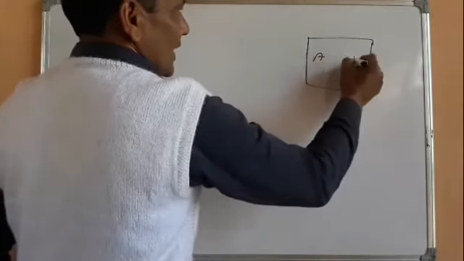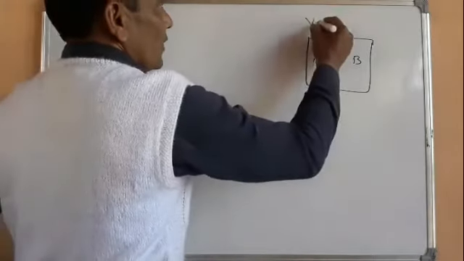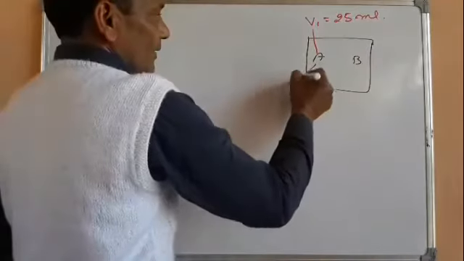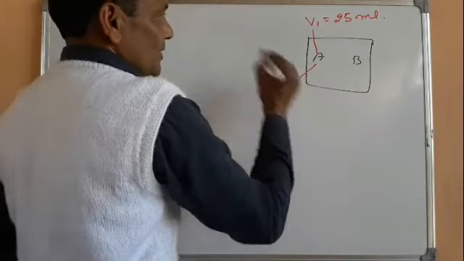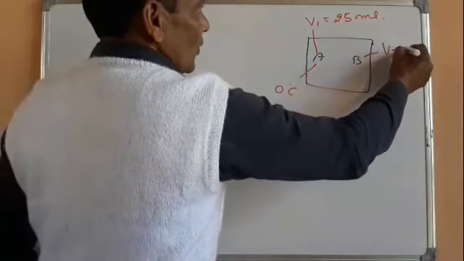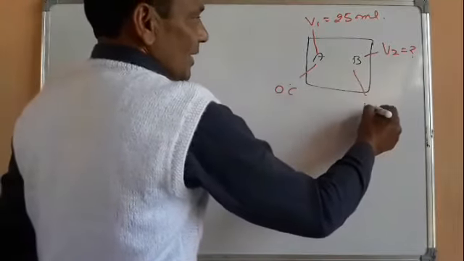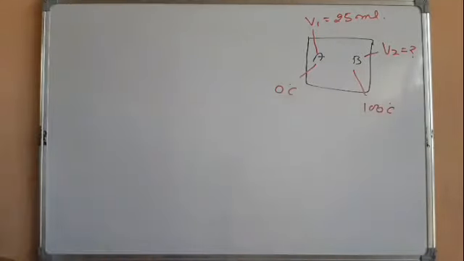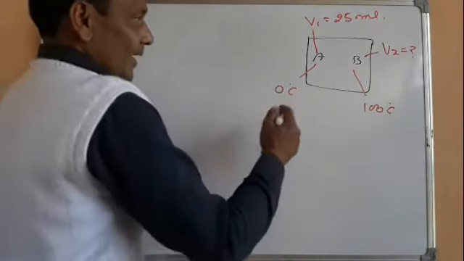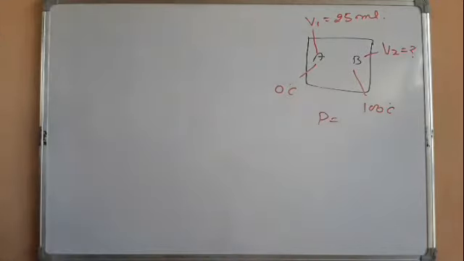Two gases A and B. The volume V1 is equal to 25 ml and the temperature is 0 degrees Celsius, and find the volume of the second gas given the temperature 100 degrees Celsius, at constant pressure.